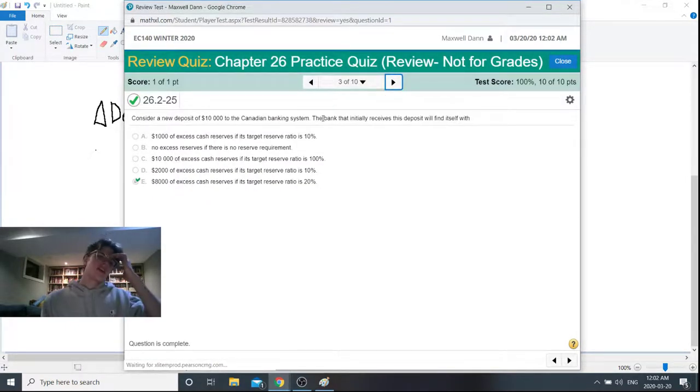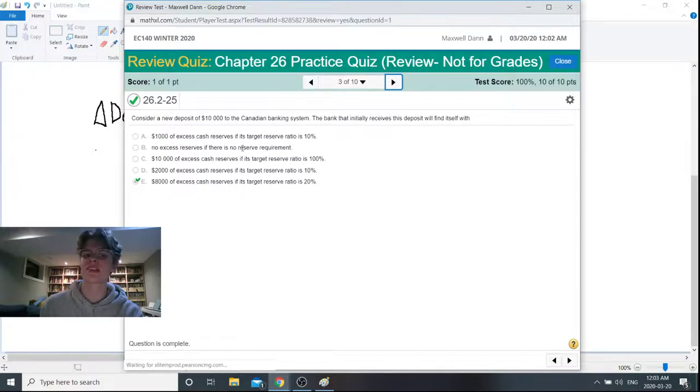Next question. Consider a new deposit of $10,000 to the Canadian banking system. The bank that initially receives this deposit will find itself with... So this is kind of going through a process of elimination, finding out which ones are right and which are wrong. So, 1,000 of excess cash reserves if its target reserve ratio was 10%. I'm going to look at the target reserve ratio and then figure out what the reserve should be. So if the reserve ratio is 10% and they get a new deposit of $10,000, then they have 9,000 of excess cash reserves, not 1,000, 9,000.